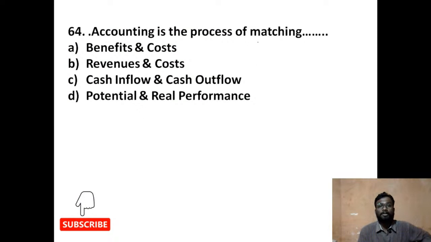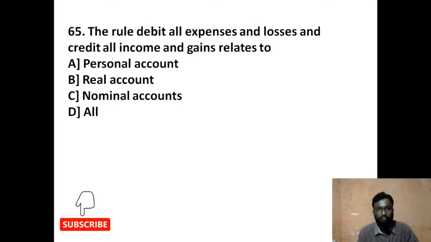So accounting is the process of matching what? Benefits and cost, revenue and cost, cash inflow and cash outflow, potential and real performance. Accounting is the process of matching revenue and cost. So the rule, debit all expenses and losses, credit all incomes and gains, is related to the nominal account.